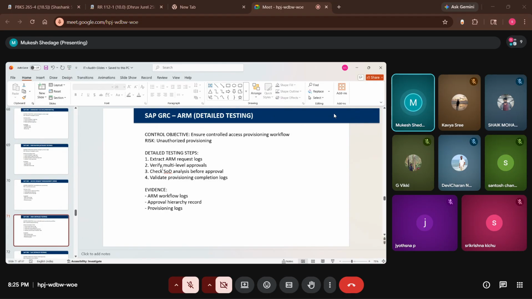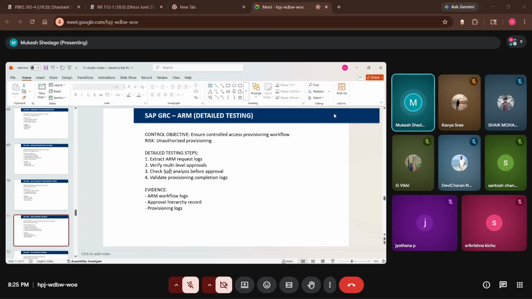So those should be verified, multi-level approval. If any access has been given, it should be given in this way only. So the organization tree should be defined. Hierarchy record means nothing but how the approval access has been defined. If you are defining access for me, who is above me, who is above that, who is above that, that you need to check.